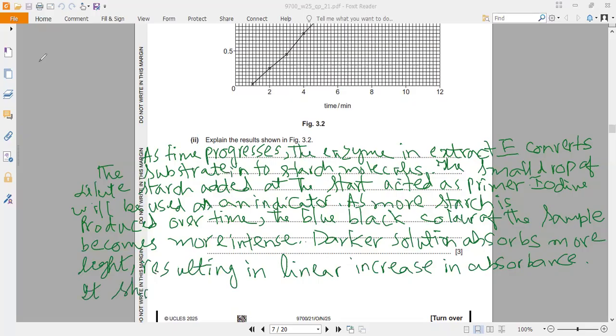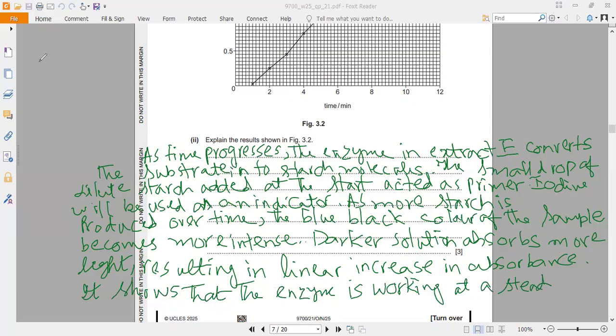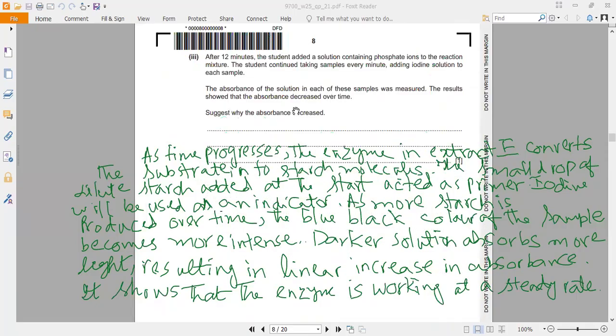It shows that the enzyme is working at a steady rate. Well, that was part 2. Now moving towards the next part of this question.